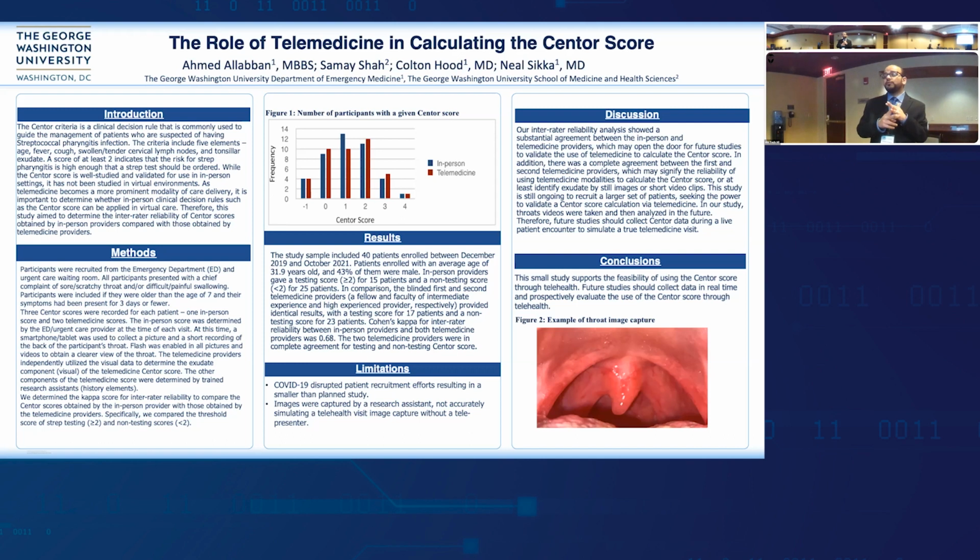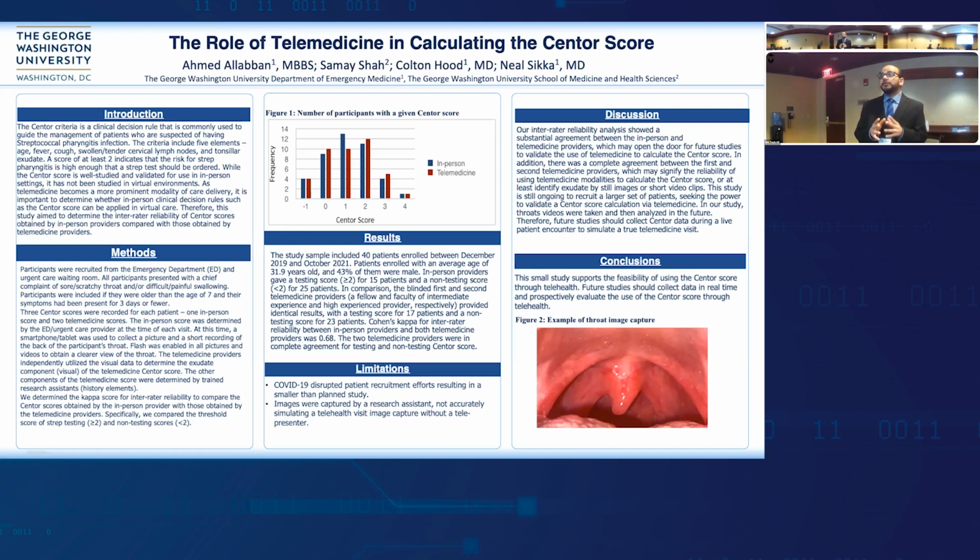This study had 2 telemedicine providers and 1 in-person provider, and we calculated the kappa score between the in-person and the telemedicine providers. In a separate analysis, we calculated the kappa score between both telemedicine providers. The study sample was around 40 patients with an average age of 31.9, and 43% of them were male. The in-person provider gave a testing score for 15 patients and a non-testing score for 25 patients, while both telemedicine providers gave identical results, a testing score for 17 patients and a non-testing score for 23 patients.